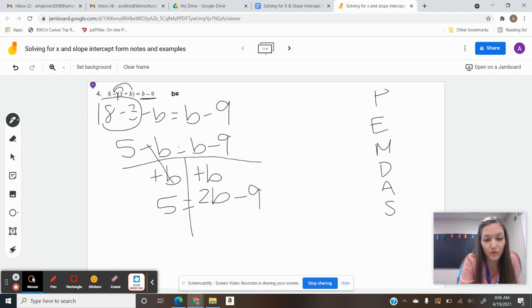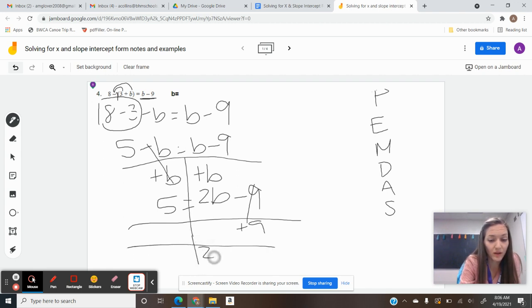All right, so I almost have this b by itself. I have 2b minus 9. I'm going to go ahead and get rid of this minus 9. And I'm going to do that by just doing the opposite of minus 9. I'm going to add 9. That would cancel out because minus 9 plus 9 is 0. I'm left with 2b on this side. But if I do it to this side, I have to do it to the other side, so I'm going to add 9 to this side as well. And if I do that, I get 14.